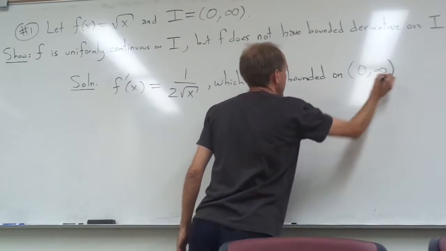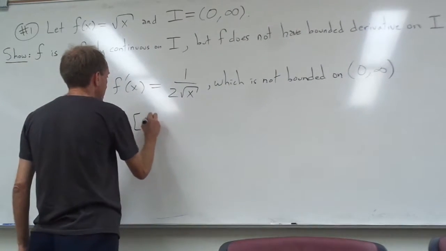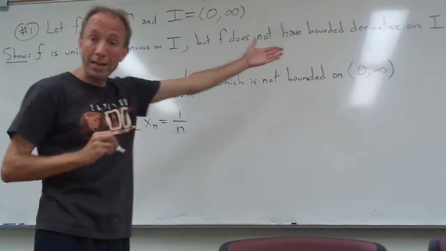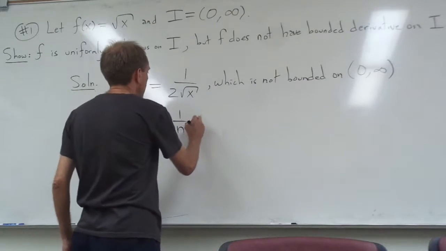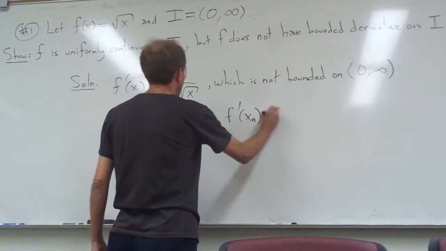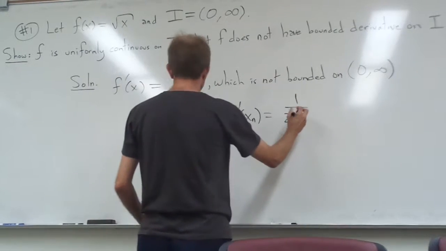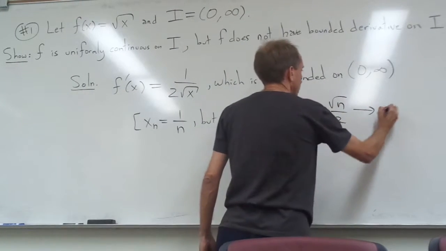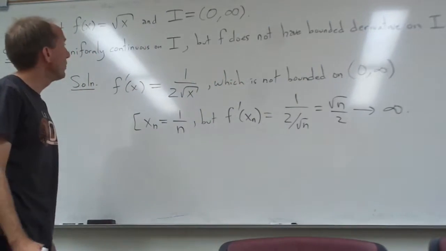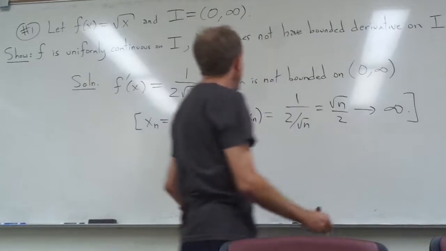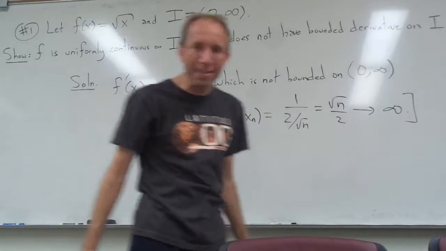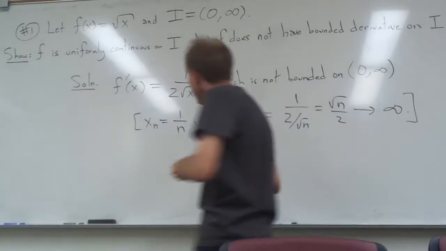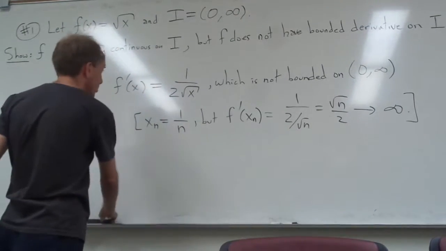on 0 to infinity. For example, you could create a sequence x_n that's 1 over n. That's certainly in the domain from 0 to infinity. But f prime of x_n then would be 1 over 2 times the square root of 1 over n, which is square root of n over 2, which is not bounded at all. So you can make arbitrarily large values for the derivative of f by just choosing inputs that are very, very close to 0. So the derivative, as we just calculated here, is not bounded on 0 to infinity.